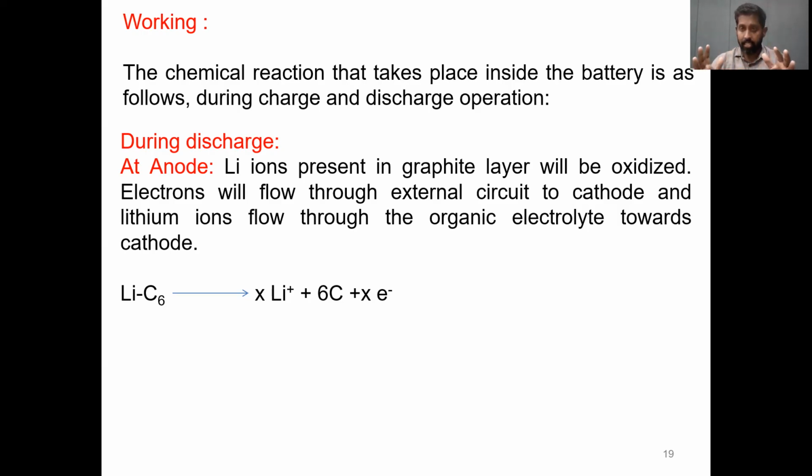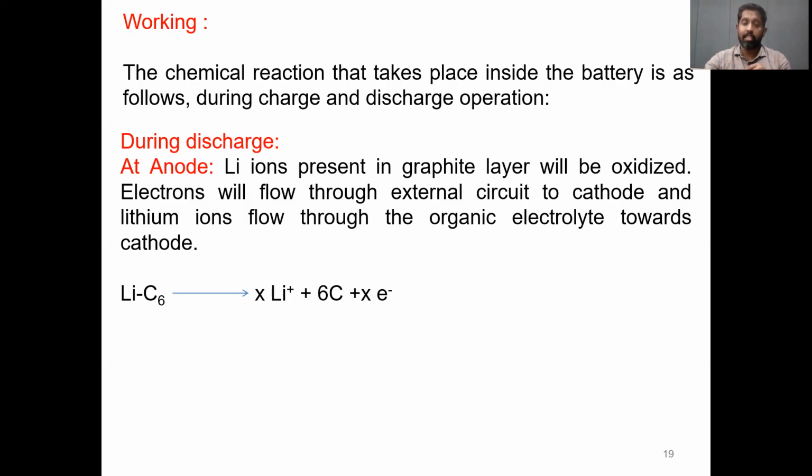Once it gets oxidized, automatically the electrons, what will they do? They will jump out of the anode and move towards the cathode through the external circuit. Whereas the lithium ions flow through the organic electrolyte and move towards the cathode. Are you getting my point? When they reach there, what happens? The electrons are moving through the external circuit from anode to cathode. The lithium ions are moving through the electrolyte.